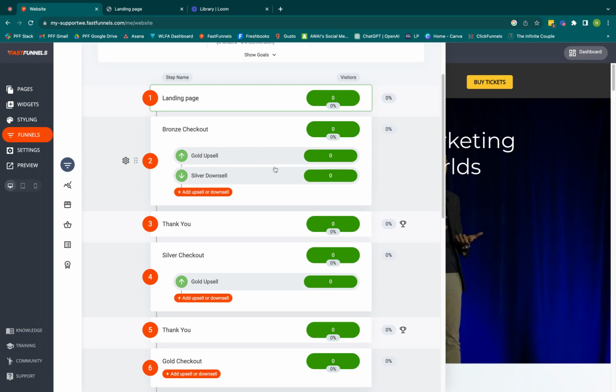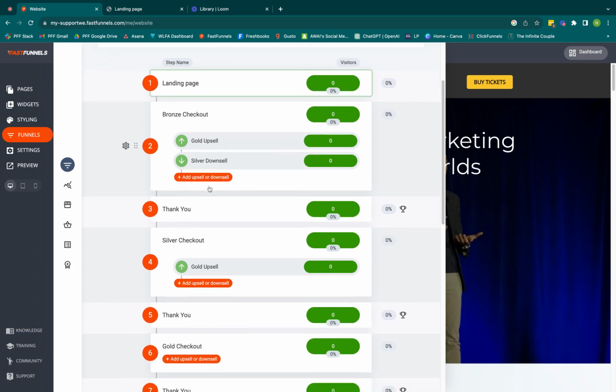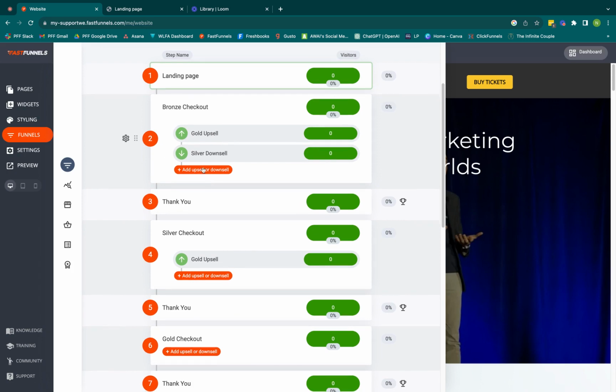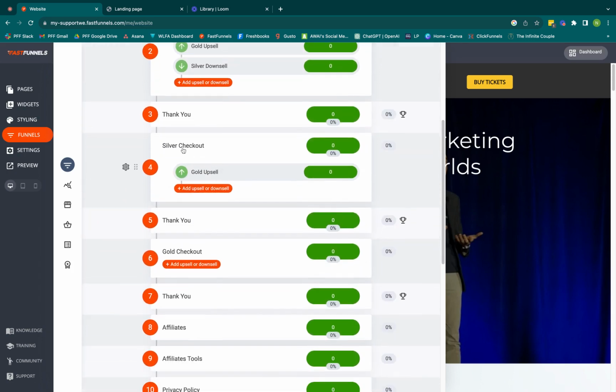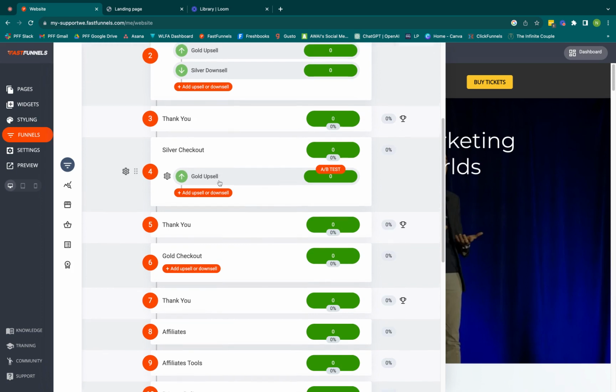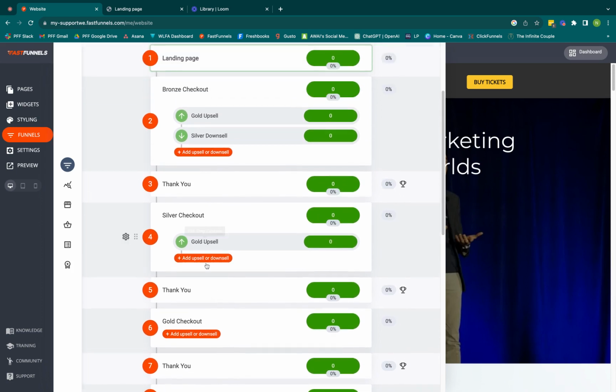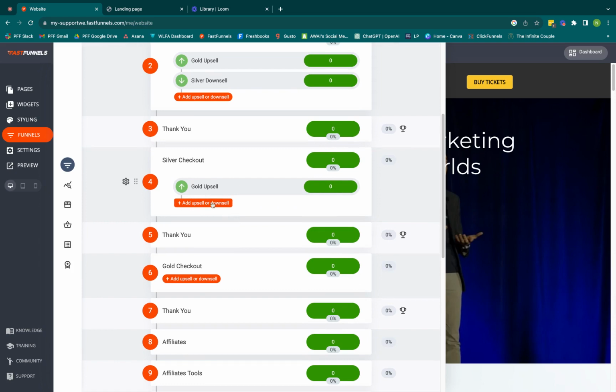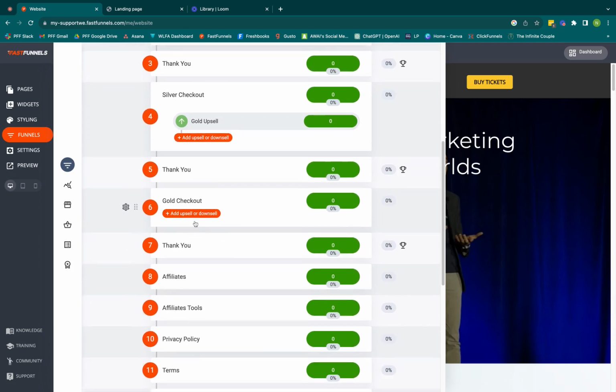They can either purchase the gold ticket, which increases the sale, and even if you have to downsell them into a silver ticket, it's still more than the bronze ticket, right? So you give yourself two opportunities to increase the sale there. Okay. So on the silver checkout page, you want to try to upgrade them to the gold. Now, there's not going to be a downsell here because why would you try to downsell them to the bronze, right? So you want to try to upsell them to the gold. And then, of course, you've got your gold checkout page.